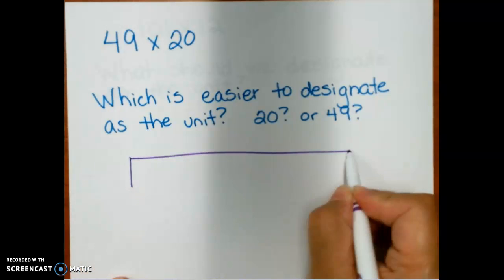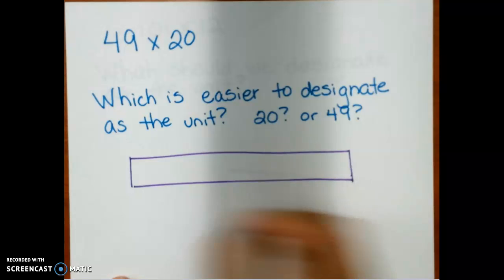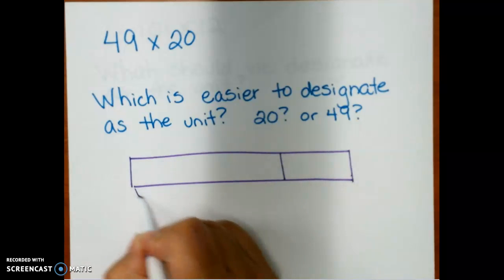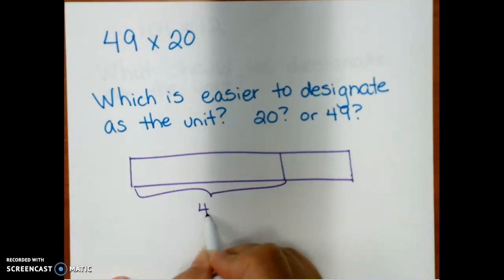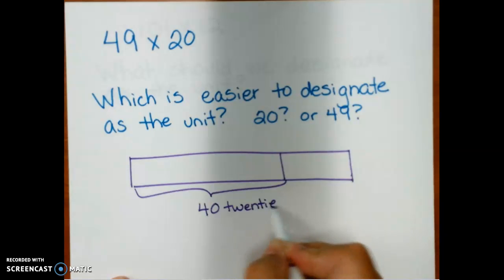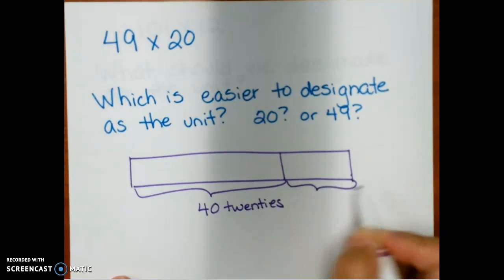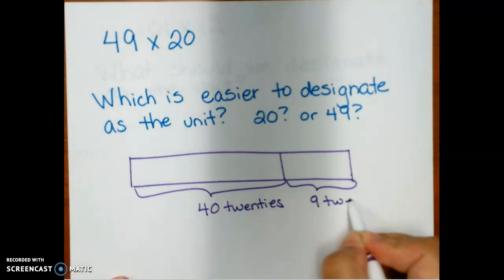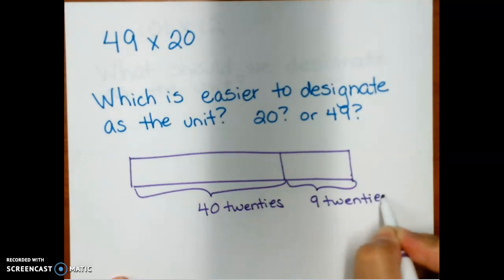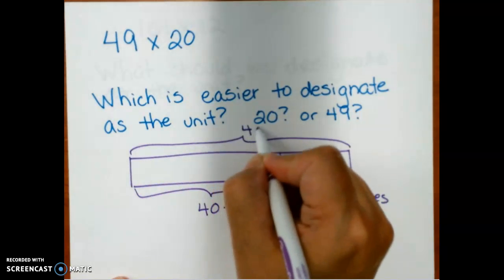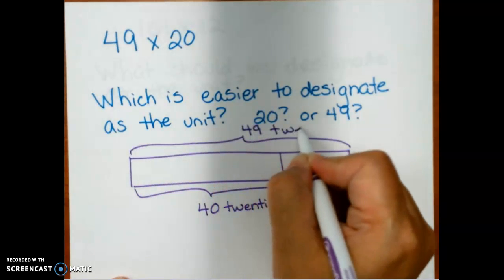So let's say I have 49 20s. I'm going to use 20 as my unit. So I'm going to have 40 20s. And if you want, you can think of this as $20 bills. Man, you'd have some cash then. And 9 20s. So together, it's 49 20s.